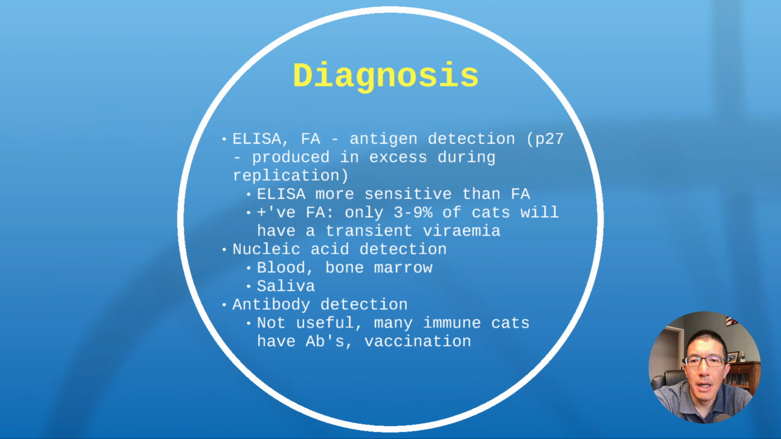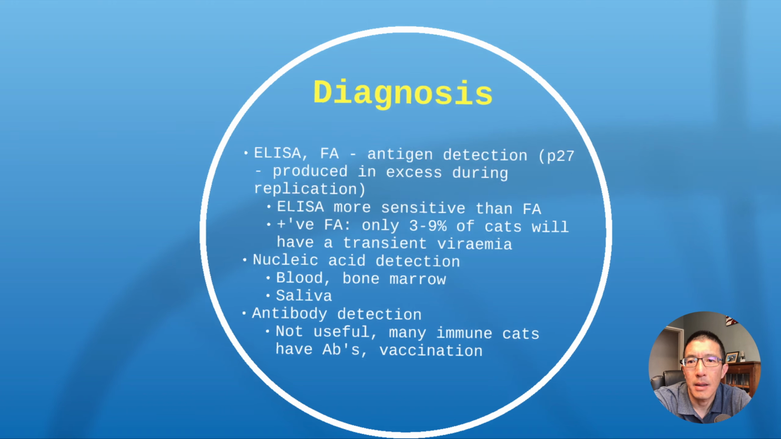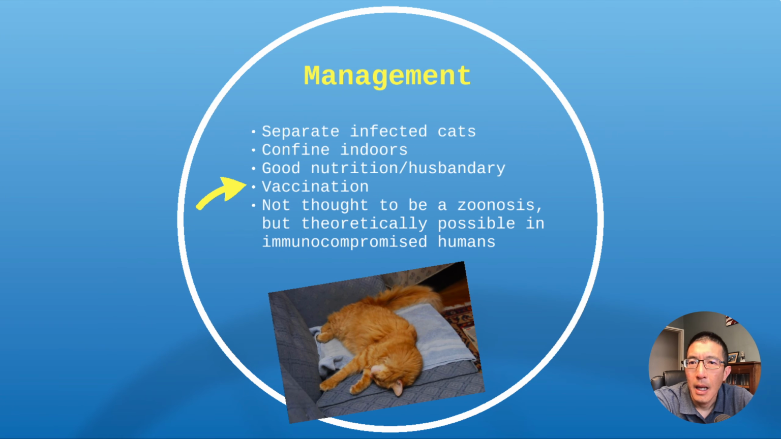Cats that do not mount an effective immune response develop a persistent viremia, and the virus is shed in saliva, tears, urine, and feces. The diagnosis of feline leukemia virus infection is therefore based on the detection of viral antigens in the serum. Compare this to detection assays for FIV. The management of feline leukemia virus positive cats is the same as for FIV. What does differ is that there is a vaccine for feline leukemia virus in South Africa.